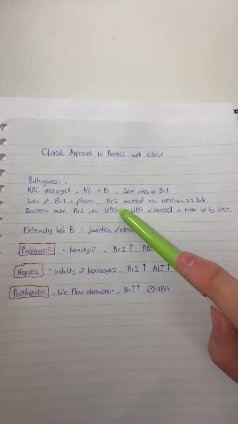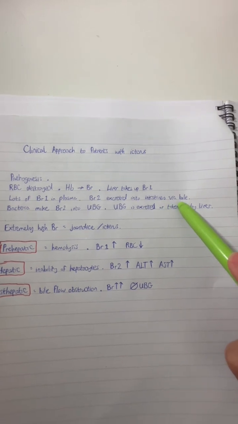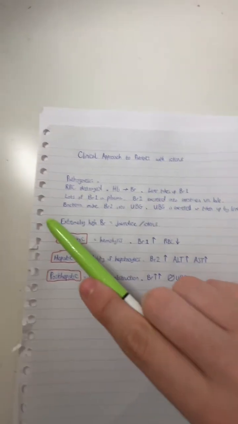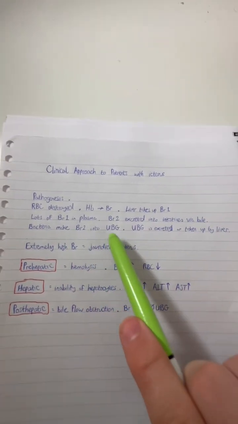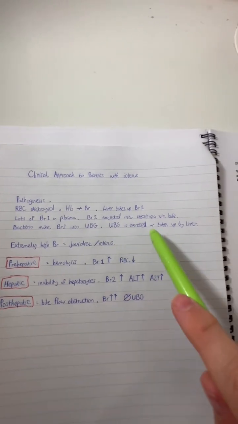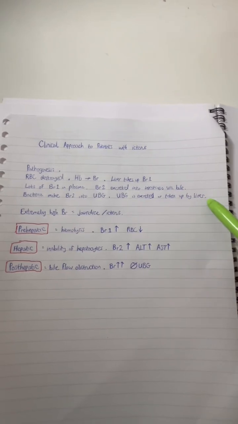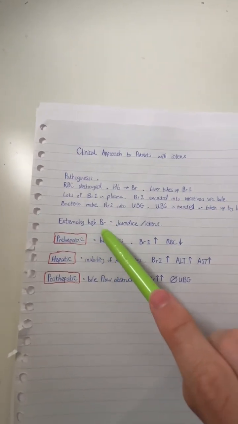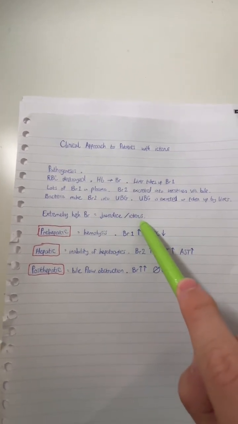Then bilirubin 2 is excreted into the intestines via bile. Then bacteria turn bilirubin 2 into urobilinogen, and then urobilinogen is excreted or taken up by the liver. Extremely high bilirubin is called jaundice or icterus.